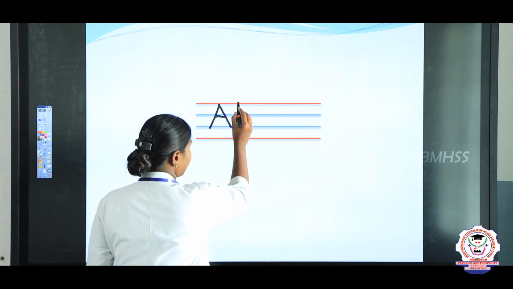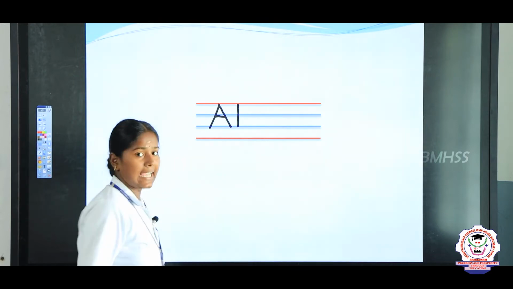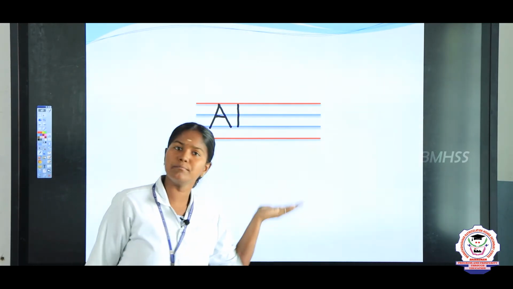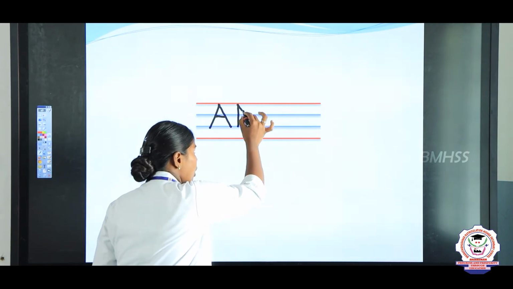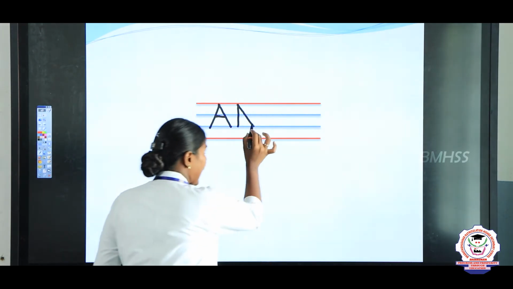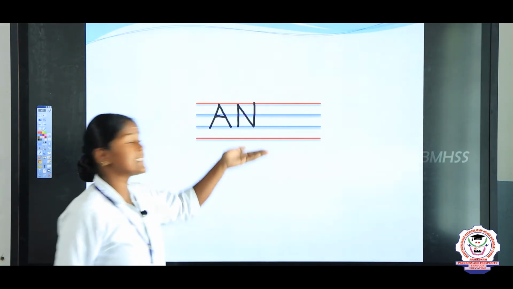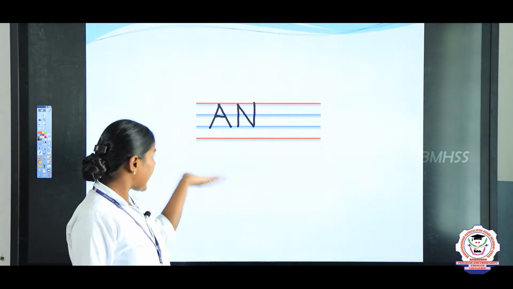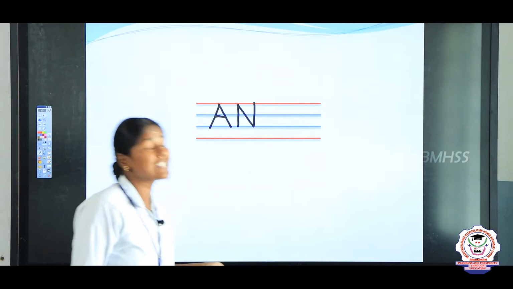To write N, touch the top pink line and draw a standing line till the bottom blue line. From the top, touch and draw one slanting line till the bottom blue line. And from the bottom, draw one standing line. This is the letter N. A N. What's the next letter? It is T.